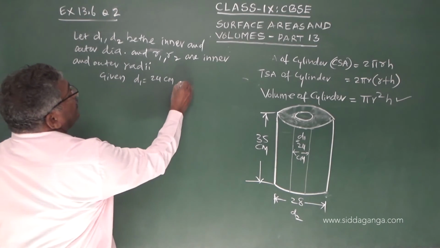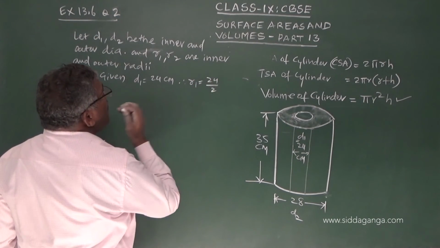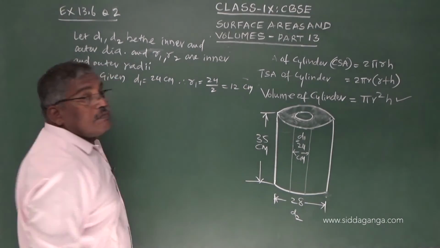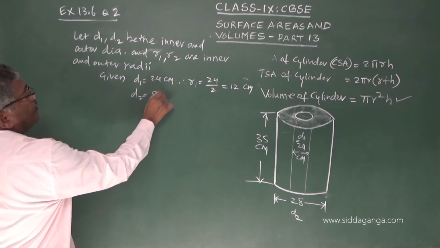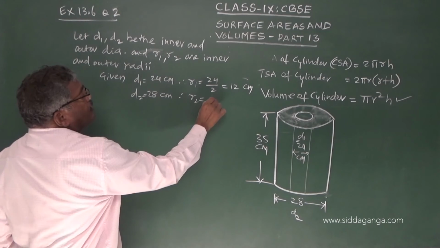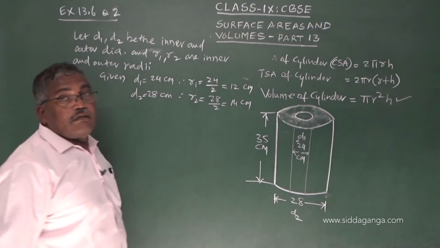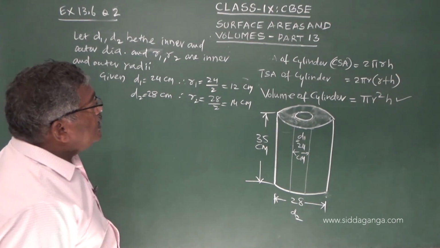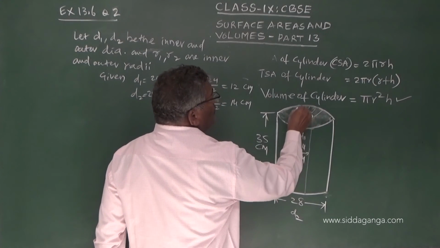Now therefore R1 equals D by 2, 24 by 2 equals 12 centimeter. So D2 equals 28 centimeter. Therefore R2 equals 28 by 2 equals 14 centimeter. So we have calculated both the radii. So we want this solid portion, only this area.